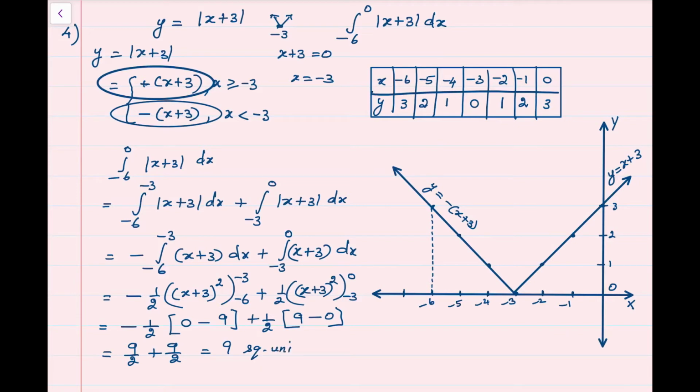square units. This 9 square units represents the area under the curve y is equal to absolute value of x plus 3 between the limits x equal to minus 6 and x equal to 0. It represents the area of this shaded region.